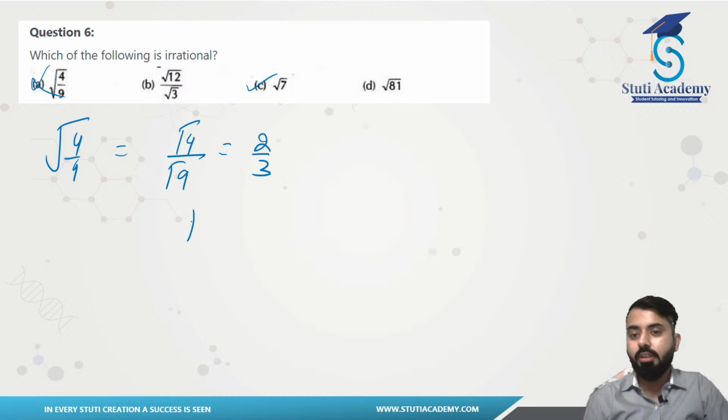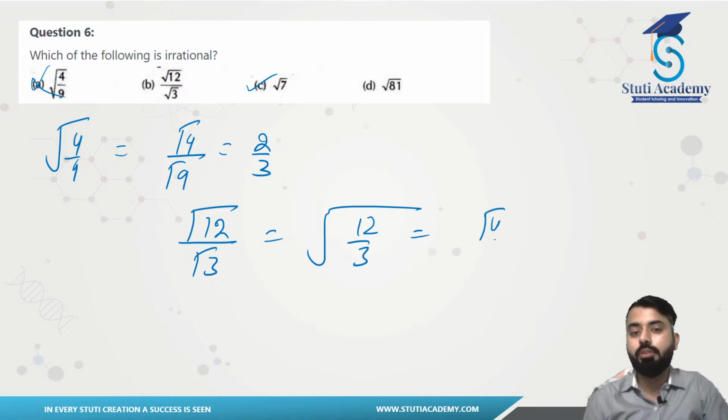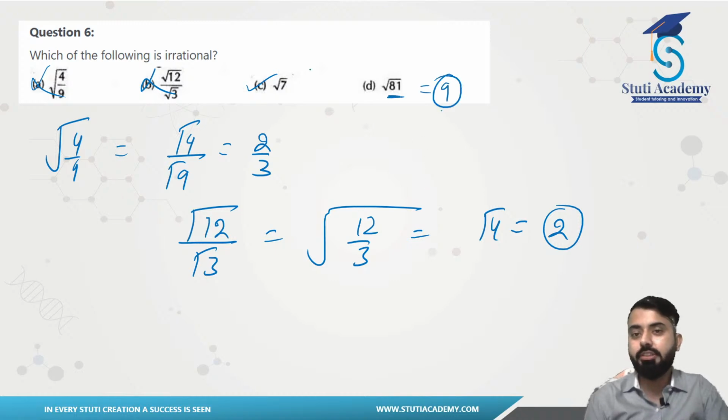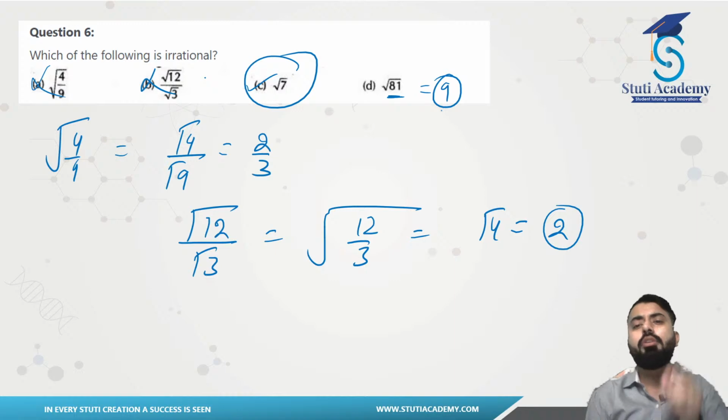And in this case, square root 12 over square root 3. If I take the square root on the whole, 12 by 3, that will be what? Square root 4, which is what? 2. Again rational. And in this case, you can clearly see it is 9, which is rational. So our answer is what? Square root 7.